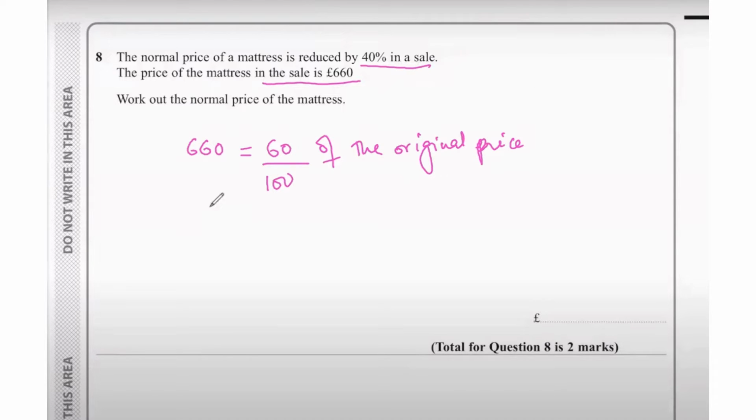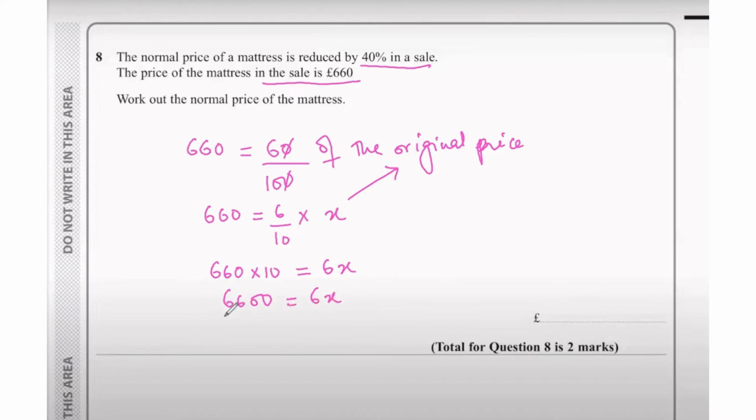the original price. So 660 equals, if we simplify this, cancel out the zeros. So that's 6 over 10 times x. X is the original price. Cross multiply 660 with 10. So that's 660 times 10 equals 6x. 6,600 equals 6x. Divide both sides by 6. So that's going to give us 1,100 pounds for x, because 66 is 6 times 11. So the 6 gets cancelled out and this becomes 1,100.